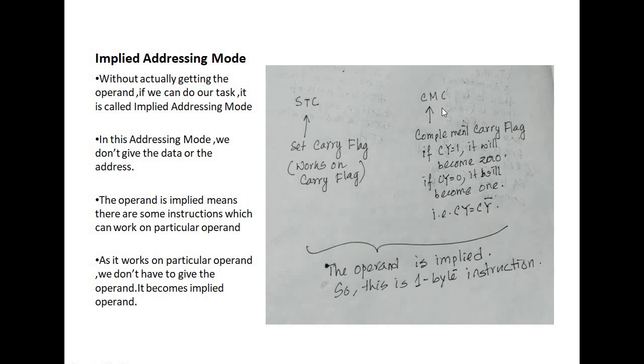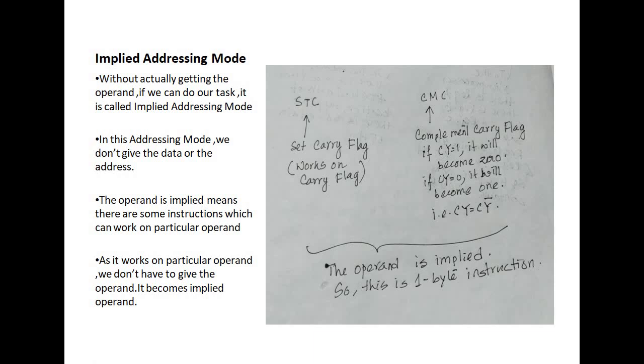Another example is CMC, that is, complement carry flag. If the carry flag is 1 and I write CMC, it will become 0. And if the carry flag is 0 and I write CMC, it will become 1. That is, carry equals carry bar. So here it is also implied that this instruction will always work on the carry flag, and no other flags. So the operand becomes implied.